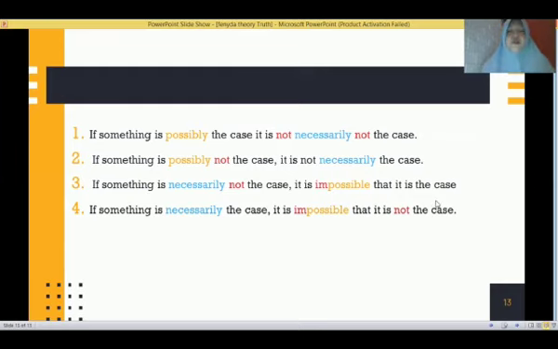Okay, I think that is enough of my explanation about the truth theory, possible world, and modality.